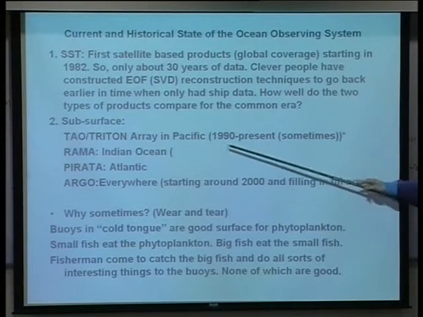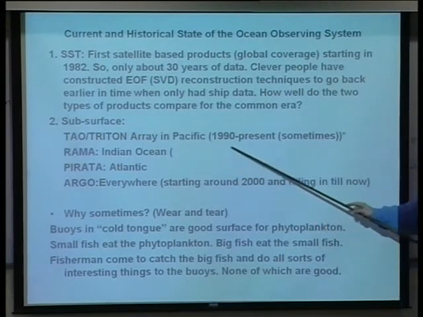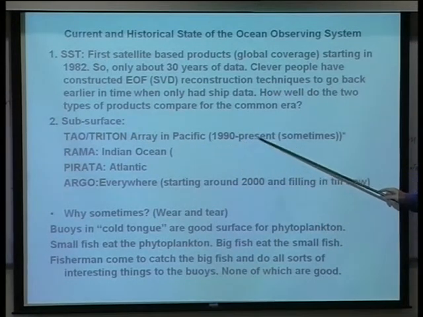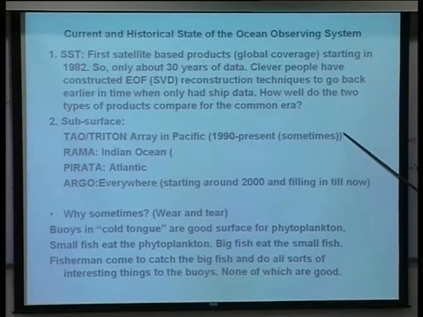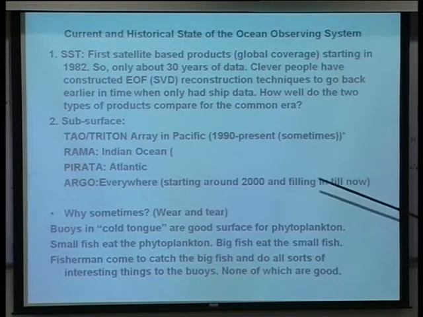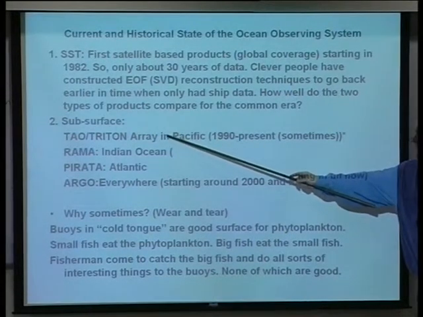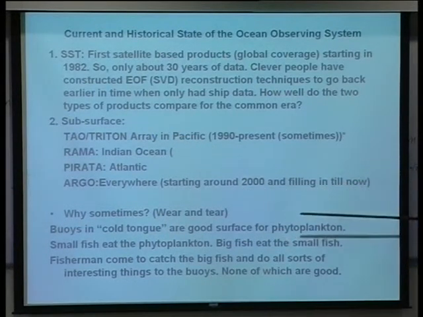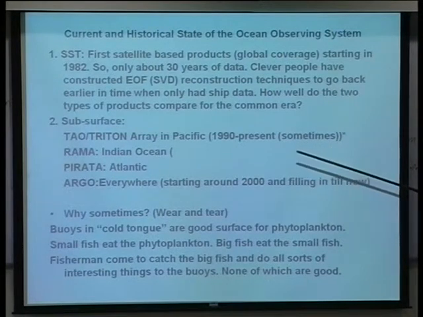Let me say that. So on the subsurface, the big thing was this TAO/TRITON array, which started around 1990 to present, and it's there sometimes. I'll explain what I mean by sometimes and show you an example because that's important. These are very expensive to put in, and they have to be maintained by ships. So it's very nice to have those be the observations that anchor the ocean assimilation in the Pacific, but they'll blink on and off.